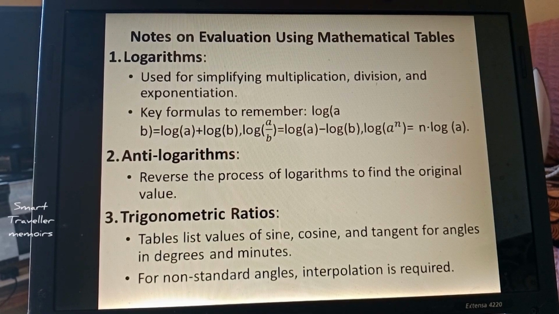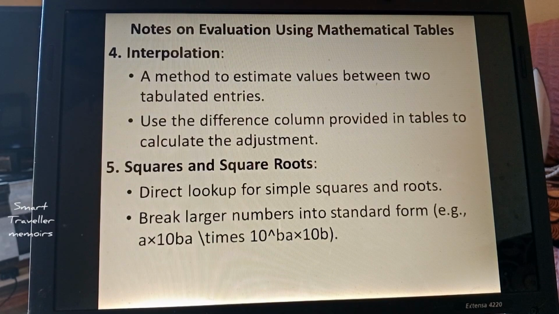And then trigonometric ratios, tables list values of sine, cosine, and tangent of angles in degrees and minutes. For non-standard angles, interpolation is required. Interpolation is a method to estimate values between two tabulated entries. I will give you an example later. Use the difference column provided in tables to calculate the adjustment.